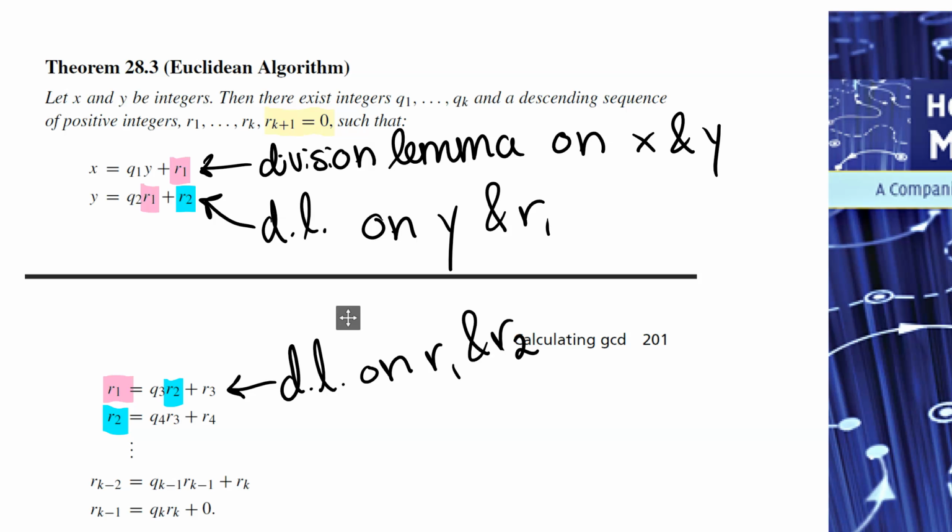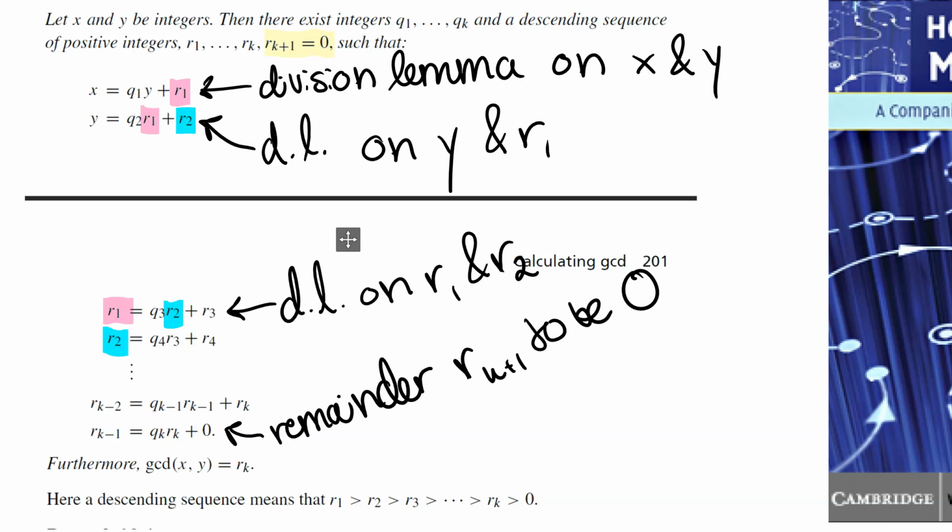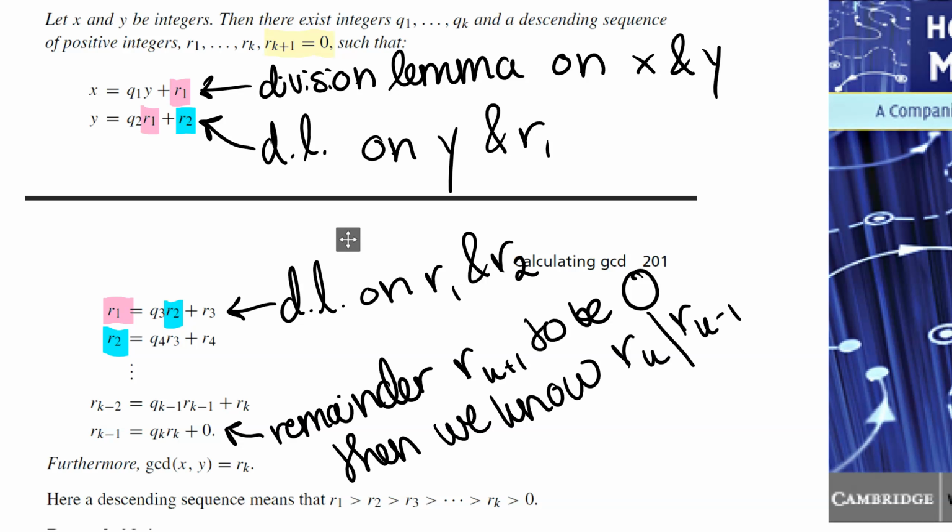So you're probably thinking, what in the hubbubalub are you talking about, Danica? Well, here's the punchline. It looks like this might be a bunch of busy work. But actually, once we get all the way down to here and we finally get our remainder to be 0, and remember that was our r(k+1) to be 0, then we know that rk divides r(k-1).